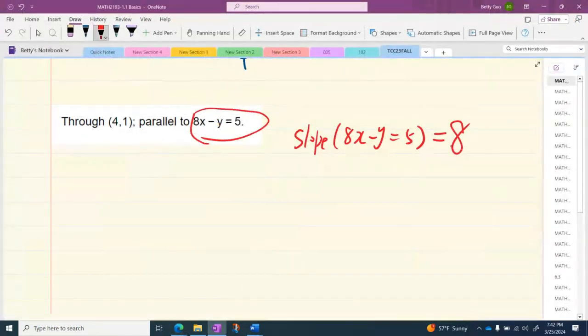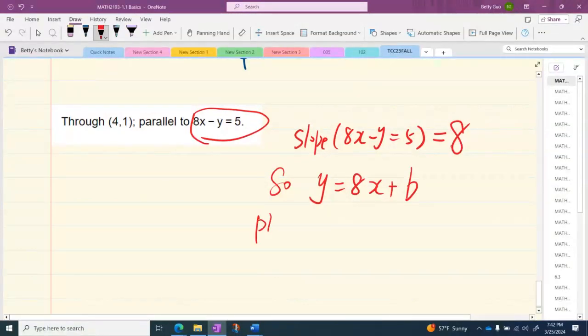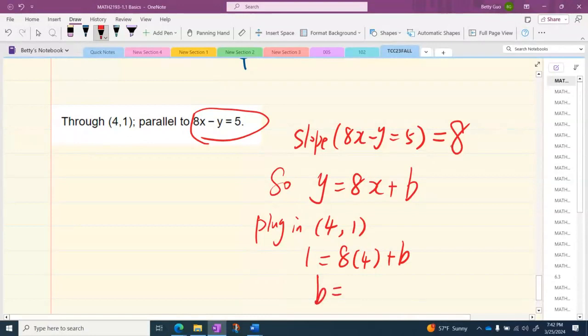So the equation is going to be y equals 8x plus b. And we're going to plug in 4, 1. Y is 1. X is 4. Tell me, please, what is b? 8 times 4 is 32.